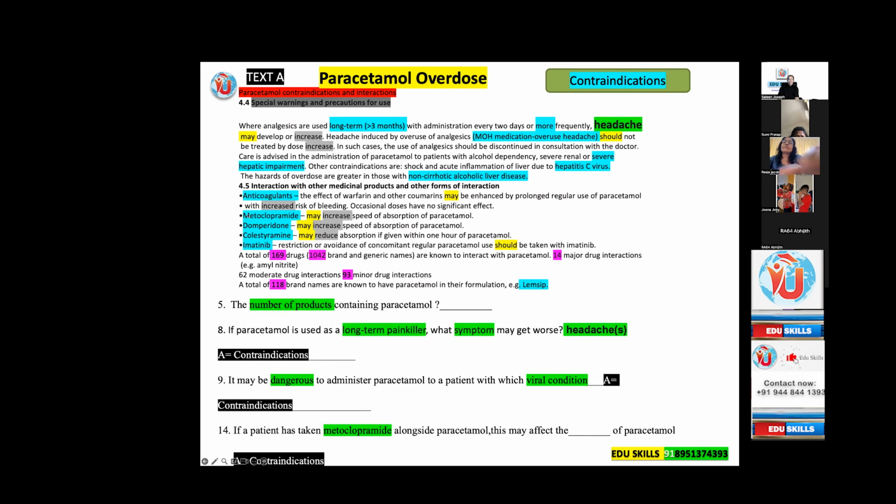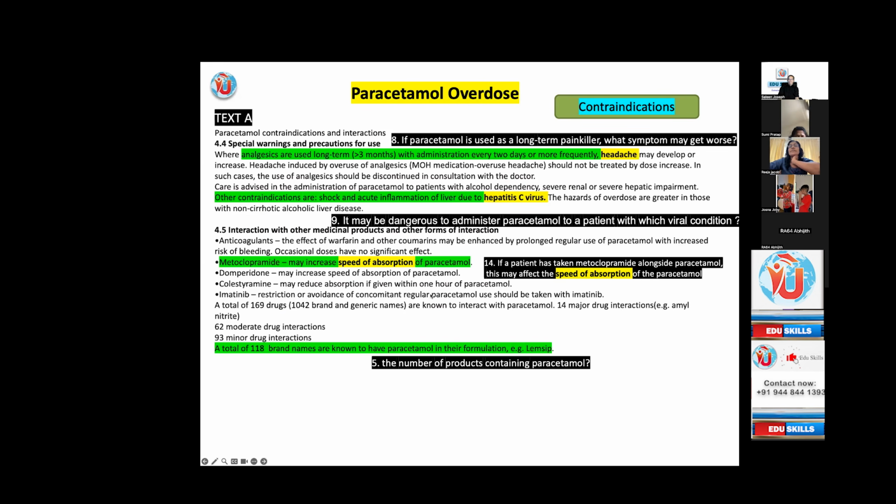You see, you have to immediately go look for the name of that medication, not other details. Then, may increase speed of absorption of paracetamol. Of paracetamol is here, so what you have to write? Speed of absorption. As simple as that. That's why I want to just highlight these things. Go step by step. Take time. Maybe one day, if you are a beginner, take only one text. Analyze with all these steps.